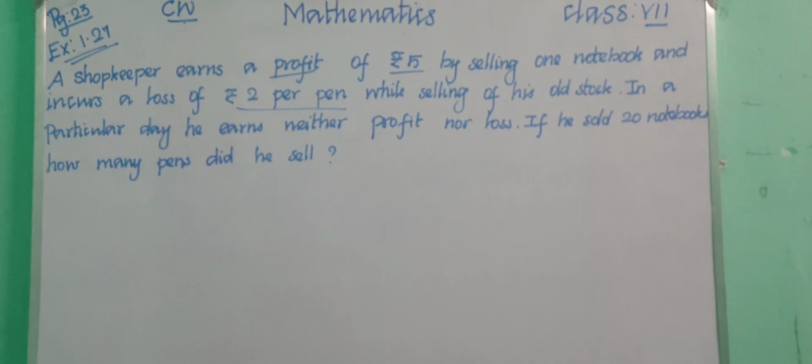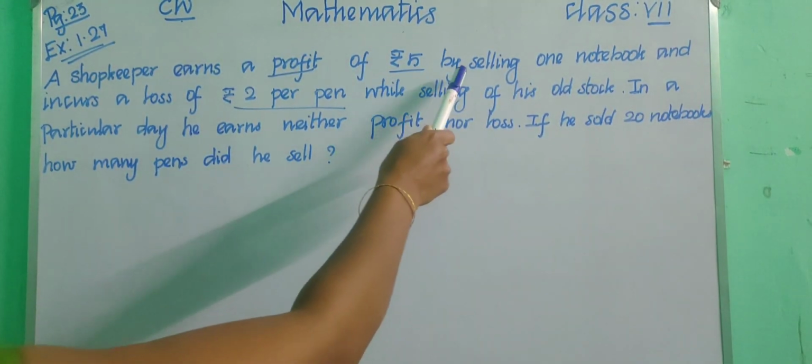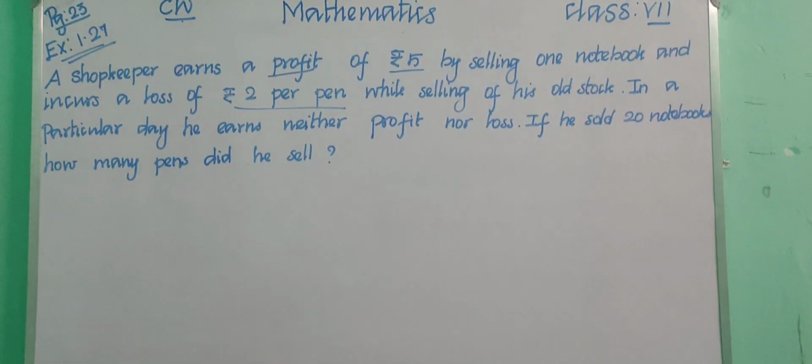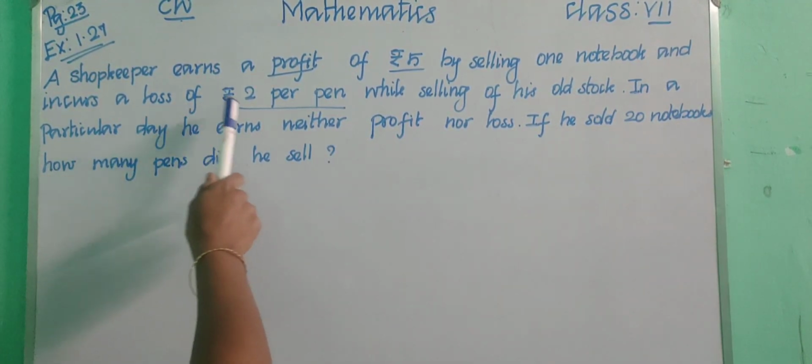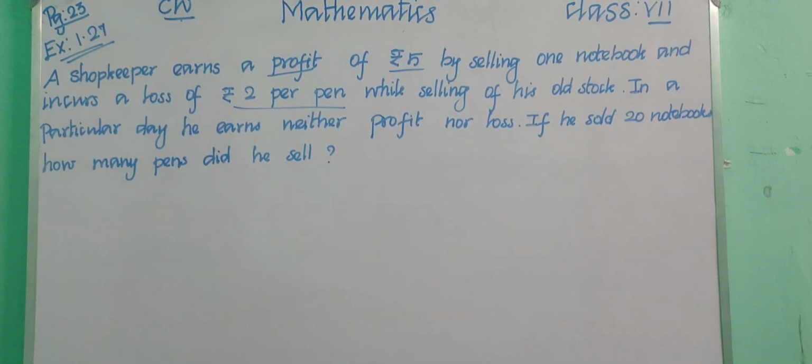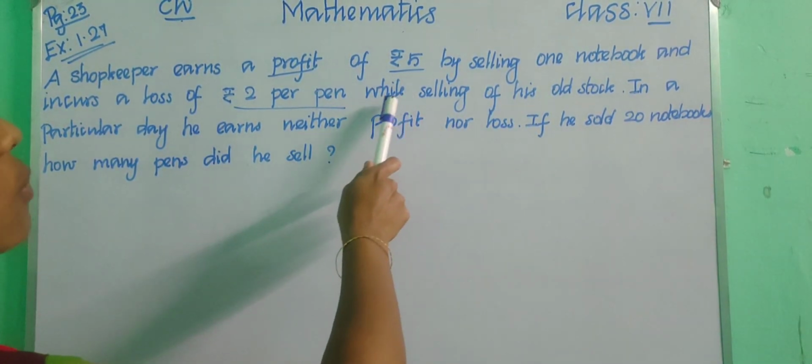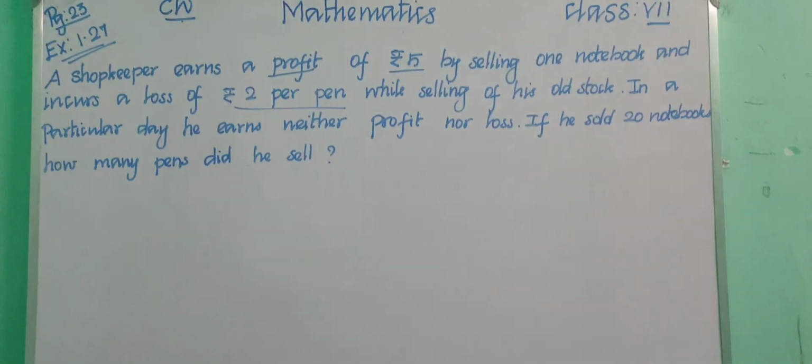Okay, let us read the question. A shopkeeper earns a profit of rupees 5 by selling one notebook. He sold one notebook and he got the profit of rupees 5. And incurs a loss of rupees 2 per pen. He also incurs a loss for selling a pen. That pen is the old stock. While selling off his old stock, he is having some pens of old stock, and he sold that with a loss of rupees 2 per pen.